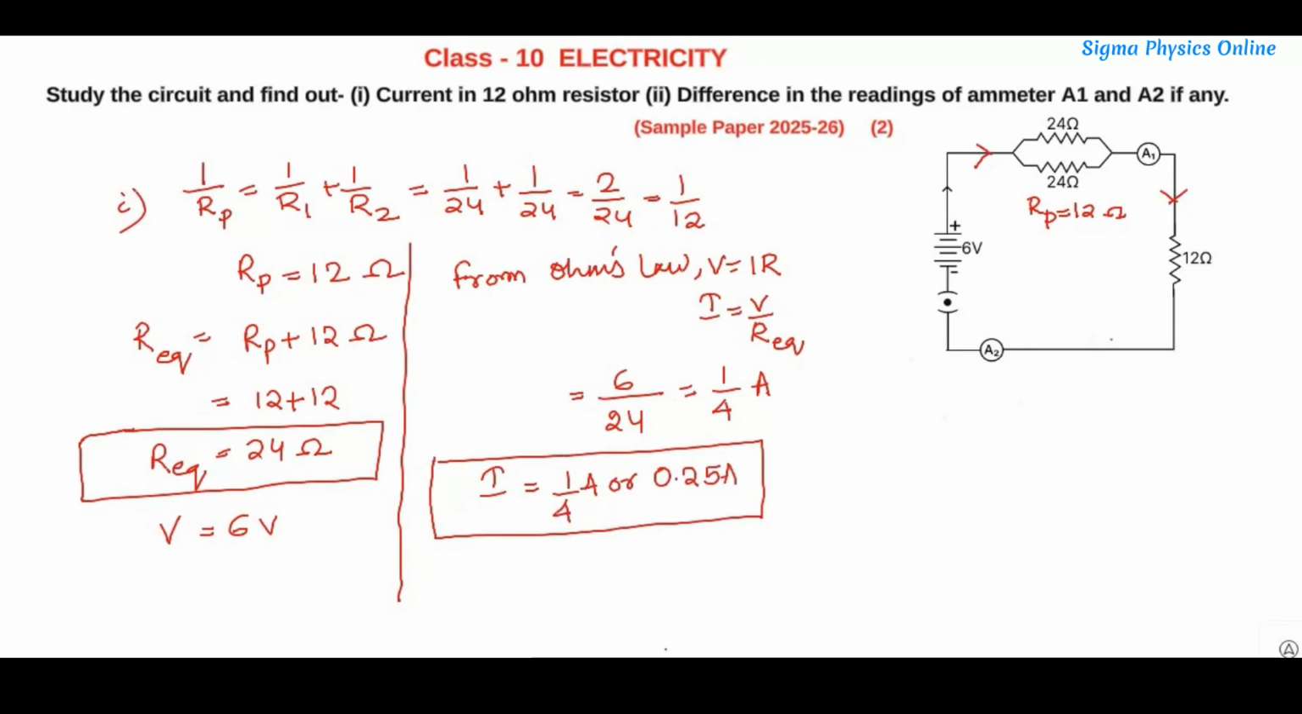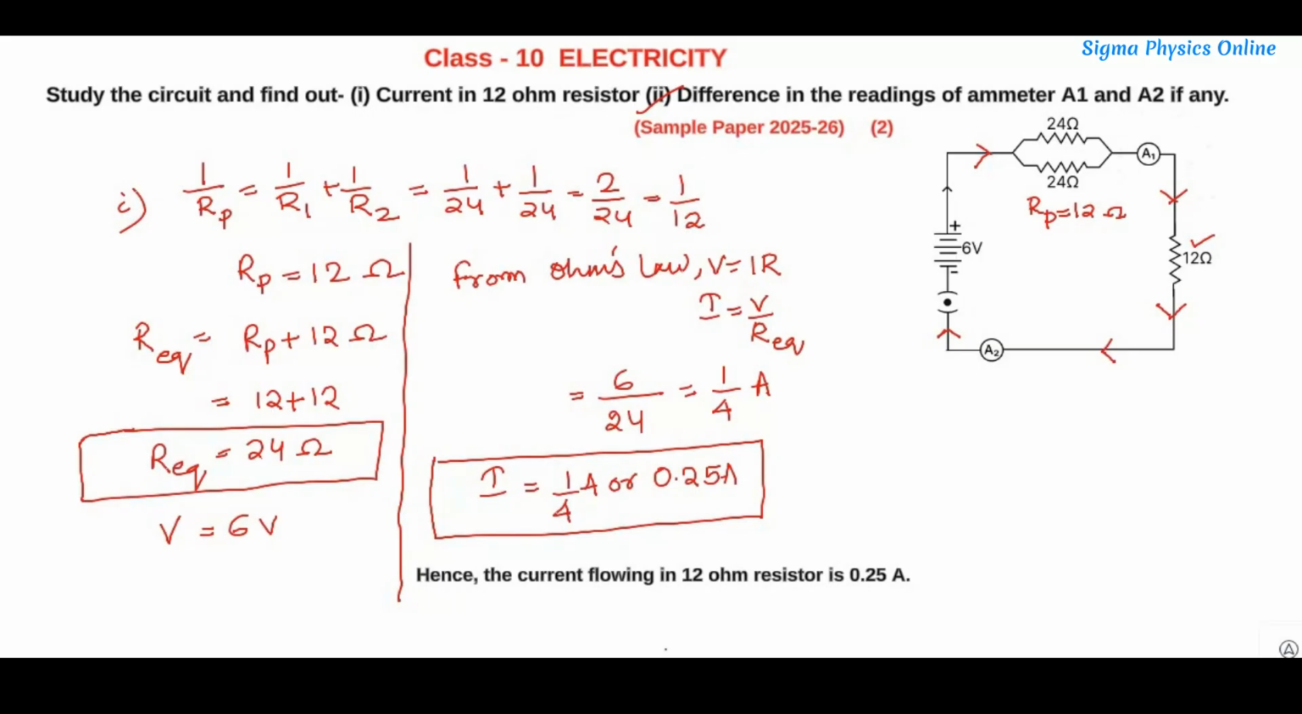So 0.25 ampere current will be flowing through this entire circuit, and that will be the current which will pass through the 12 ohm resistor. Hence we can write the current flowing in the 12 ohm resistor is 0.25 ampere. So this is the answer to the first part of the question. The second part asks the difference in the reading of ammeter A1 and A2, if any.